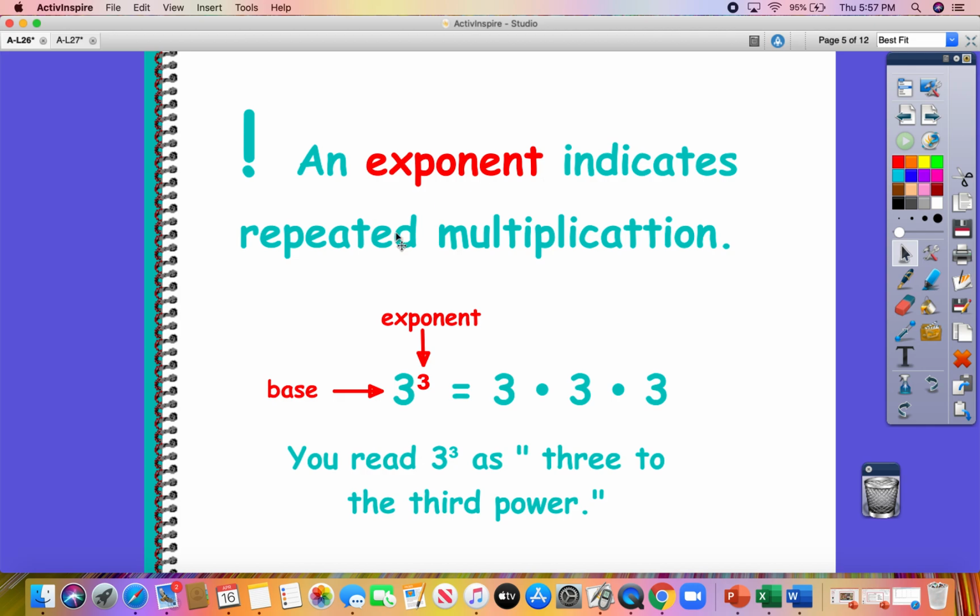An exponent indicates repeated multiplication. We've learned this. We've talked about this. We know that this means 3 to the third power. 3 cubed means 3 times 3 times 3. It's not 3 times 3 is 9. It's 3 times 3, 3 times. So 3 times 3 is 9, and then 9 times 3 is 27, right?